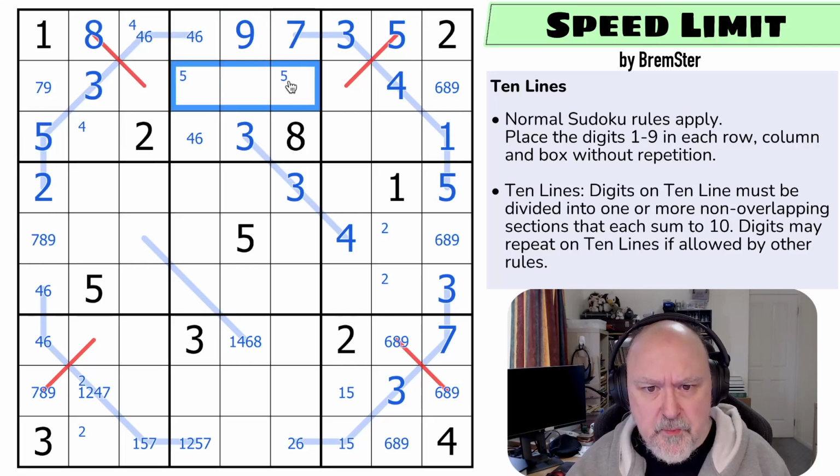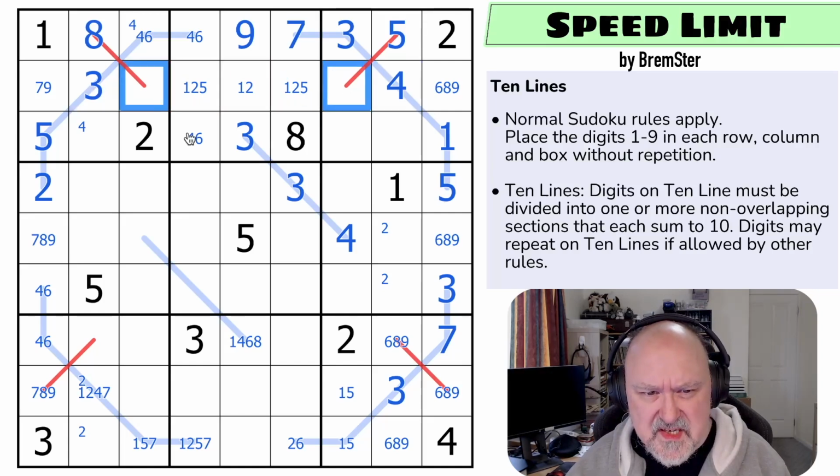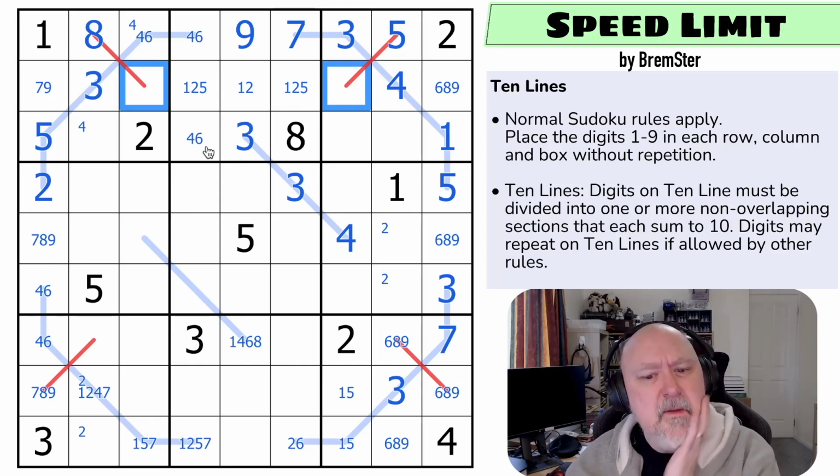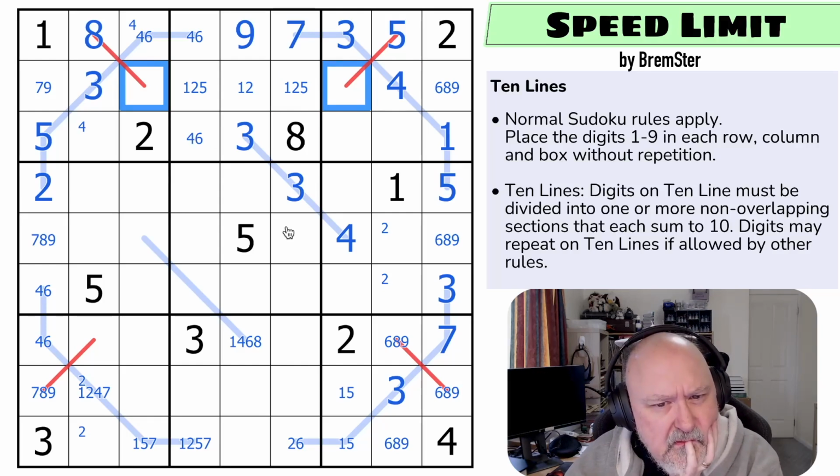So this is a triple. 1, 2, 3, 4, 5, 6, 7, 8, 9. These are 1, 2, 5. And that can't be a 5. Does that do anything? 1, 2, 3, 4, 5. These are only from 6, 7, 8, 9. I could have got that a different way, but I don't think it actually helps. So this digit, 1, 2, can't be 3, 4, 5, 6.